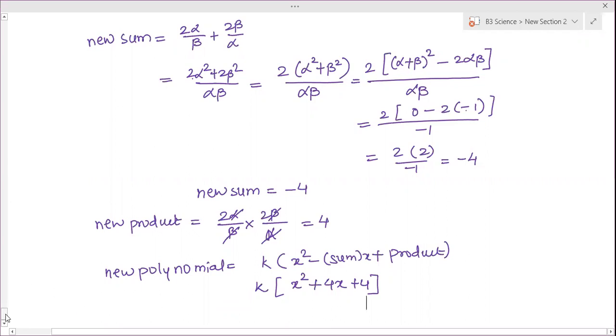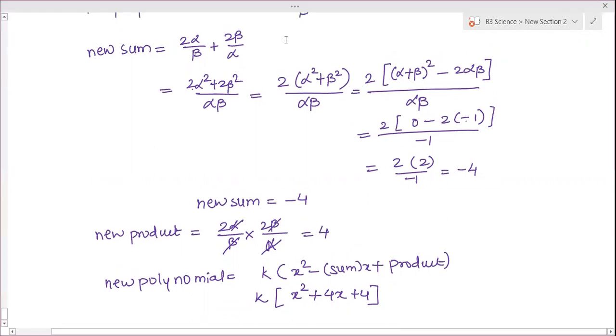What you didn't understand? Ma'am, for the new sum we took 2 alpha plus 2 beta, but why did we take twice the value? Where have we taken twice the value? They have given, we found out the sum. Here you got 2 alpha square plus 2 beta square, so you have taken 2 common. Okay, ma'am.